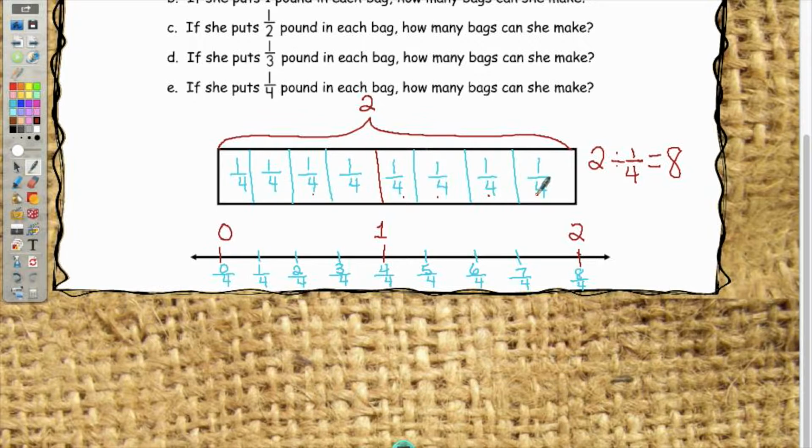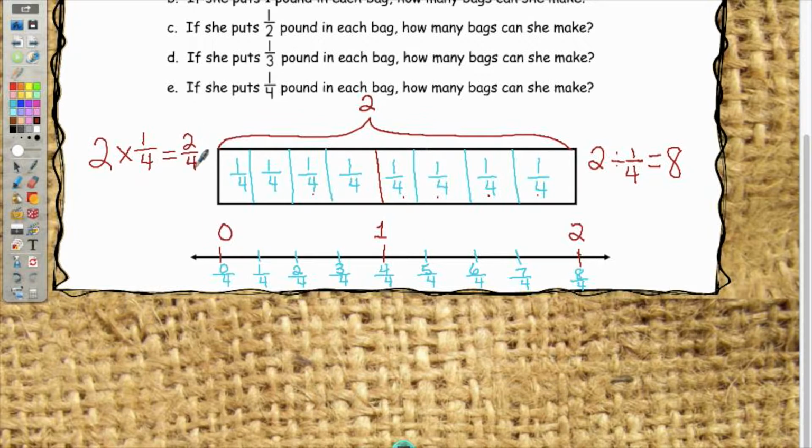Okay? So, let's talk about the difference between multiplication and division. Okay? You don't have to write this down, but what if I did 2 times 1/4? What's my answer here?